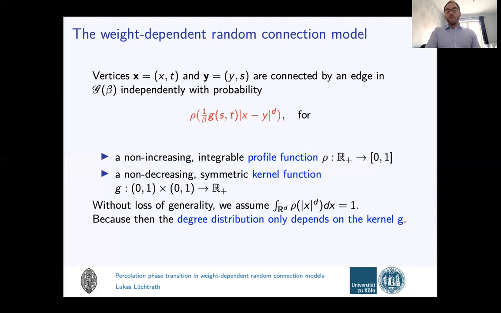And without loss of generality, we assume that rho of the norm of x to the d integrates to 1. Because if we do so, the degree distribution only depends on the kernel g. So the degree distribution in the graph is only modeled by the influence of the vertices' marks.